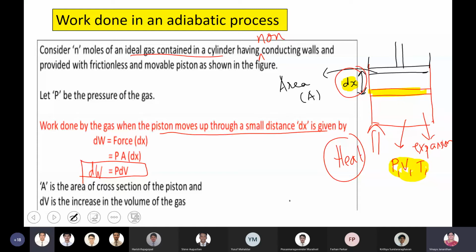How are you supplying heat if the walls are non-conducting? In that case, boys, the bottom surface can be conducting, but the side walls are non-conducting. Okay, ma'am.